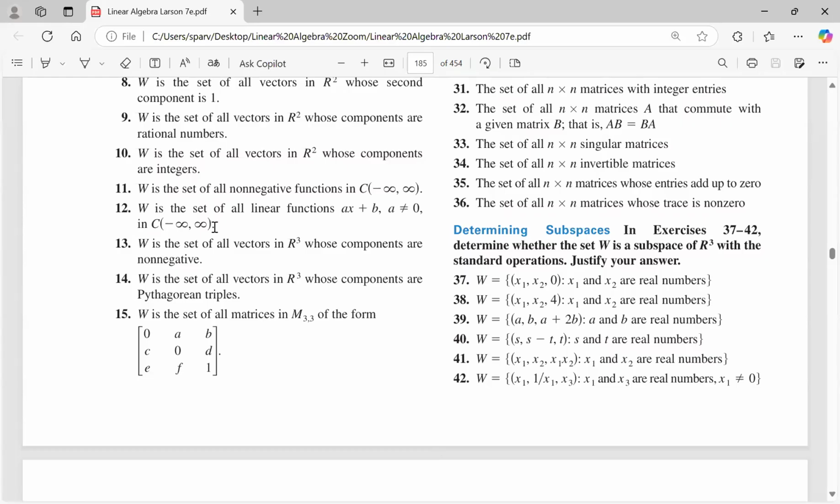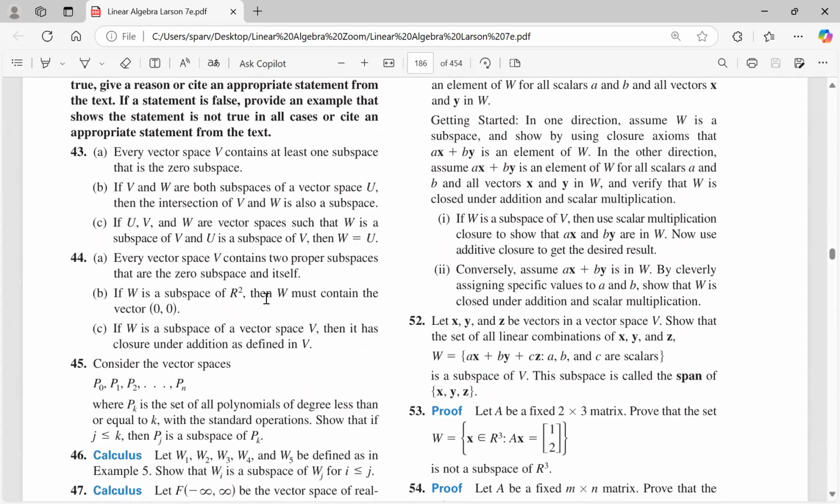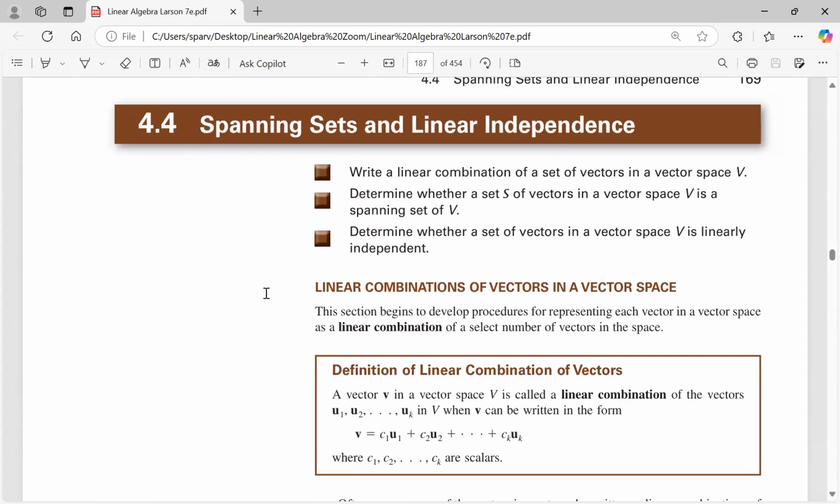So hopefully now you feel a little more comfortable. It's kind of an abstract idea. I don't think you've done anything like this in your math lives so far. So that's good. It's a different take on what we do. Let's go on to the next section, section 4.4, spanning sets and linear independence.